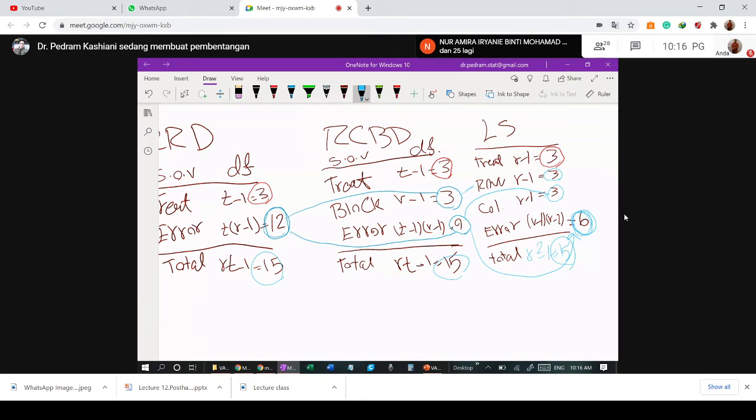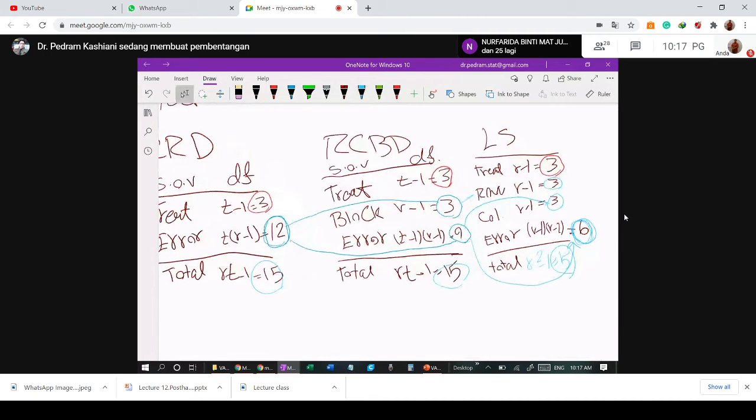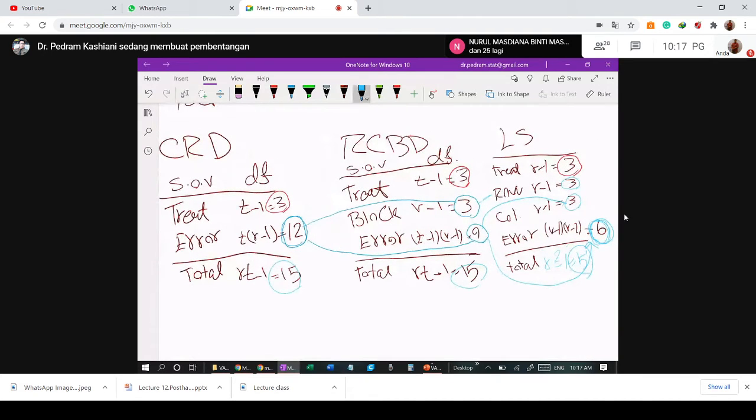This one, we only use it in a certain situation. And the disadvantage of this design is replication and treatment should be the same, and error has very small degrees of freedom compared to other designs. So this is also the comparison between these three designs.